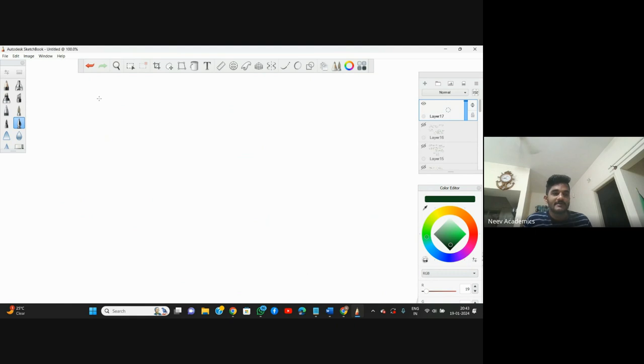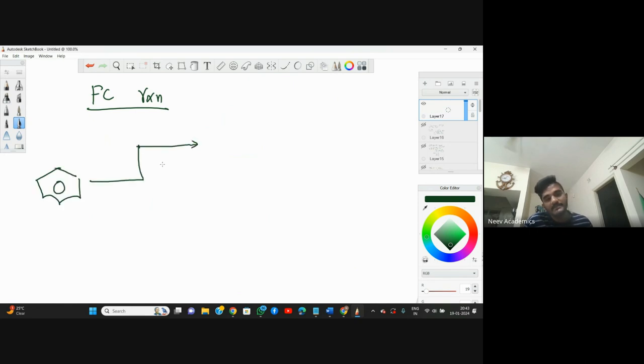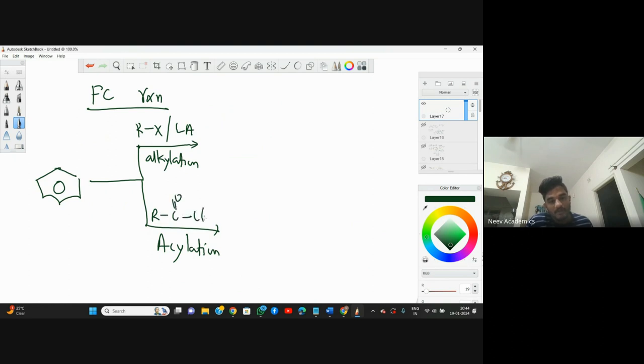Yes. The last one is FC, Friedel-Crafts reactions. One is alkylation. Let me write. So one is the alkylation reaction, FC alkylation, and one is acylation. You should know what an acyl group is. I'll tell you. So alkylation is RX in the presence of a Lewis acid, and here it is RCOCl, RCOX, I can write any halogen, RCOX in the presence of a Lewis acid. So I will draw the structure. Over here, one R will be substituted, and here this C double bond O with R will be substituted.